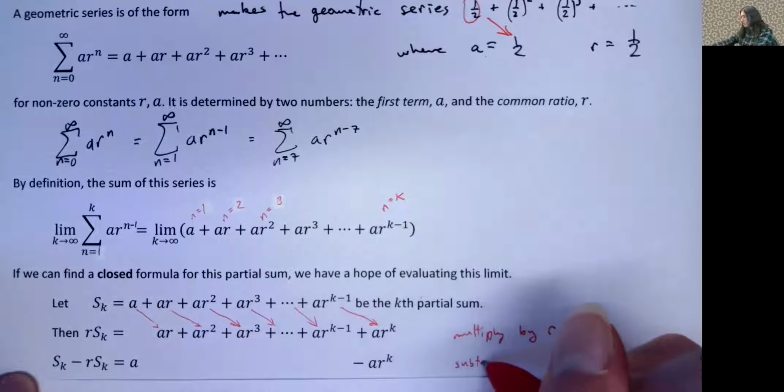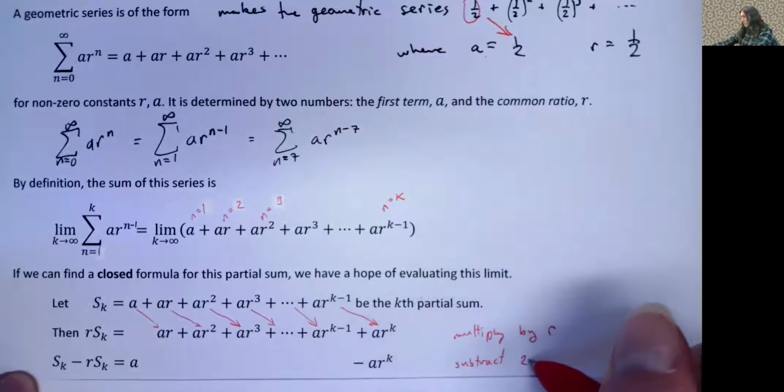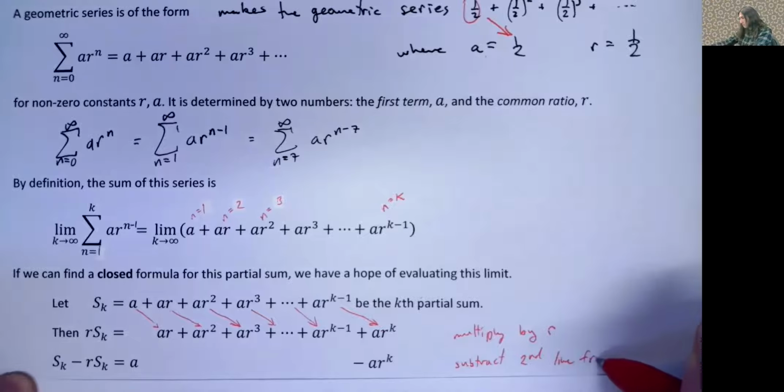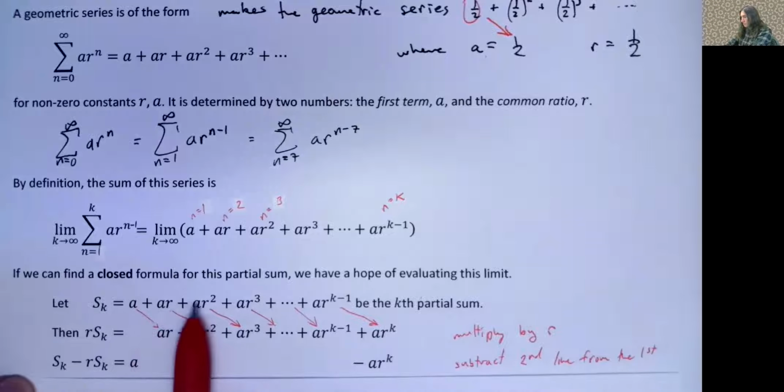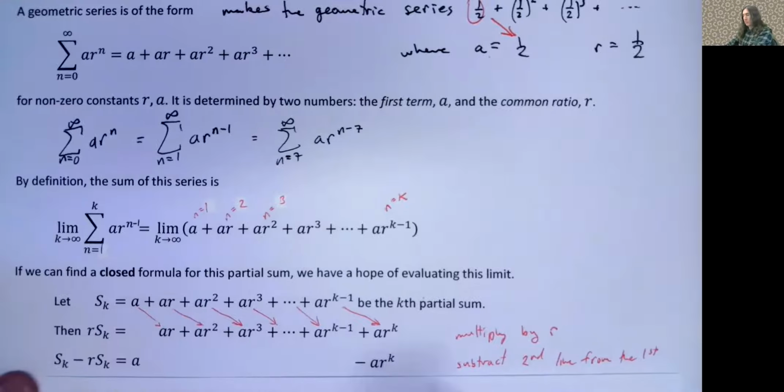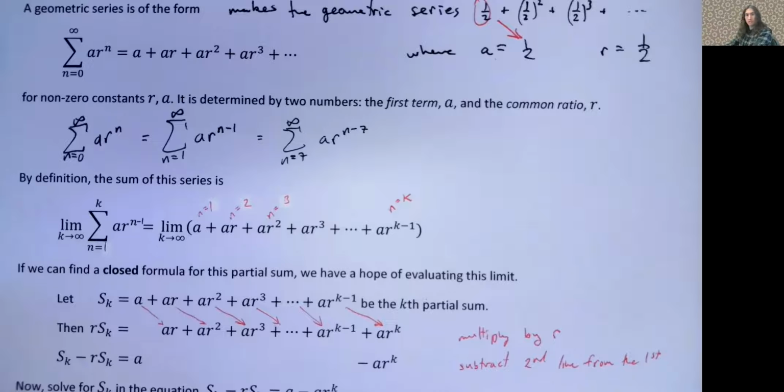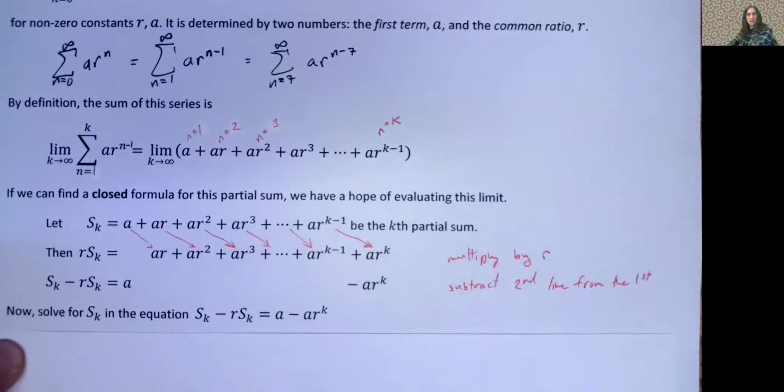Subtract the second line from the first. Okay. And you can see all these middle terms canceled out, and we're left with this one and negative copy of this one. Okay. So this is actually a formula that we can use to solve for our unknown.